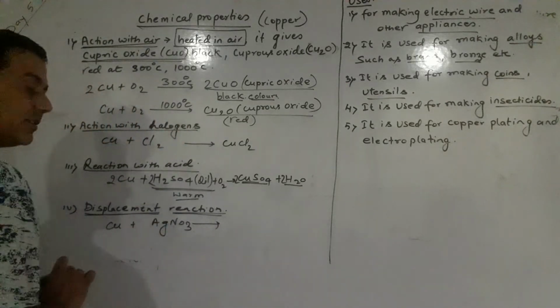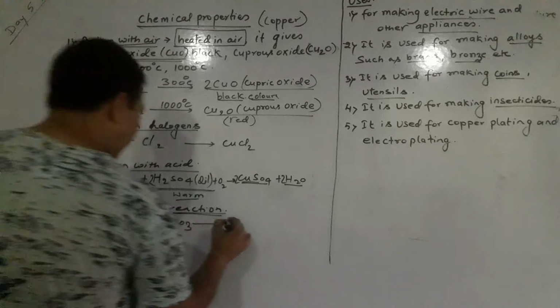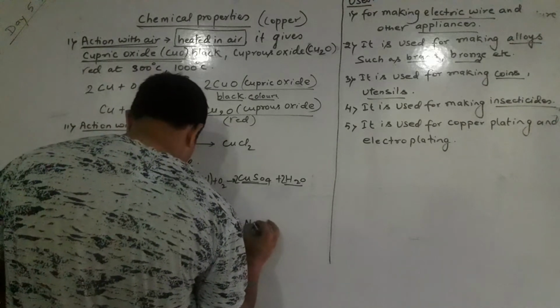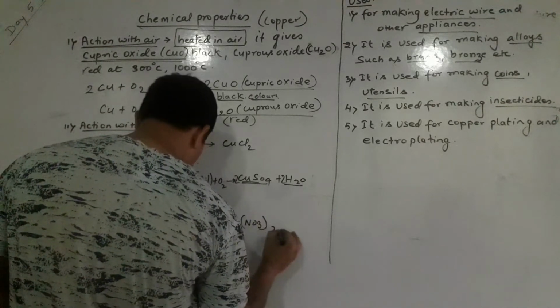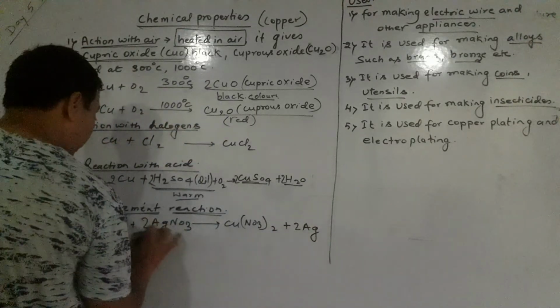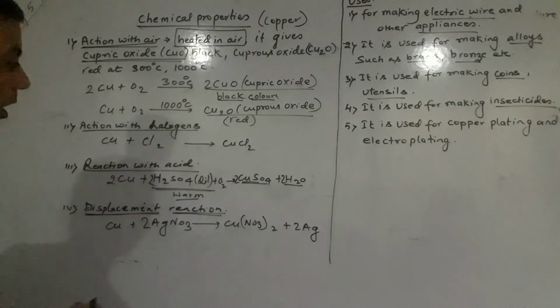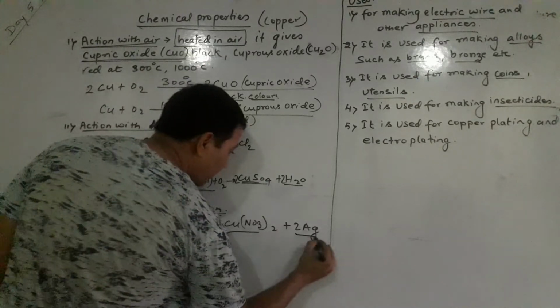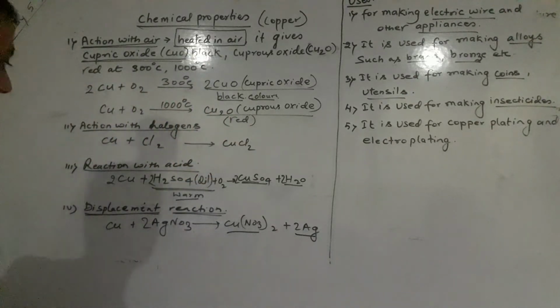It will displace silver from nitrate. So copper nitrate plus 2Ag. So it will produce what? Copper nitrate plus silver. It will displace silver with copper from the nitrates.